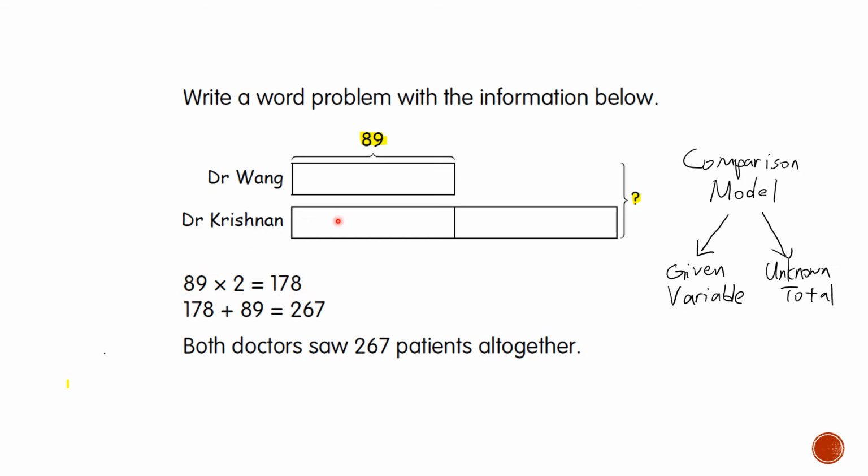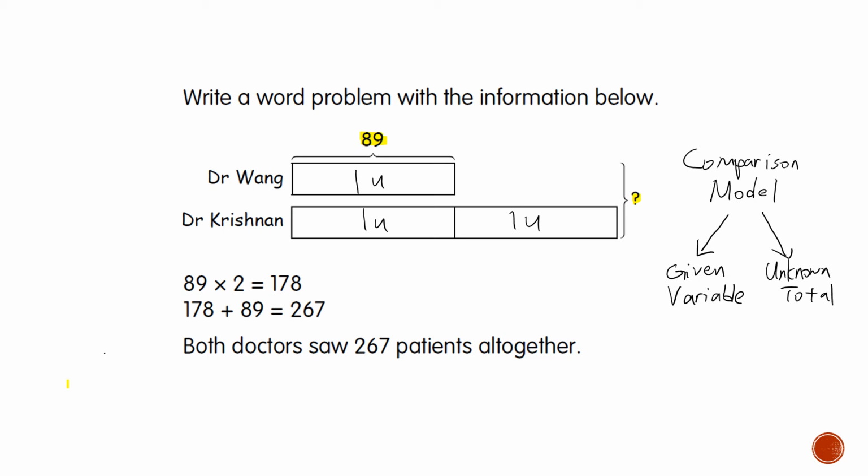This shows me that these two boxes are actually the same size. That means Dr. Krishnan has twice of whatever Dr. Wang has. So this is 1 unit, 1 unit, 1 unit. I repeat, that means that Dr. Krishnan has twice of whatever Dr. Wang has. We don't know what 89 stands for. It could be 89 clinics, 89 t-shirts, shoes, or something, but we're not sure. We read on. After that, 178 plus 89 equals 267.